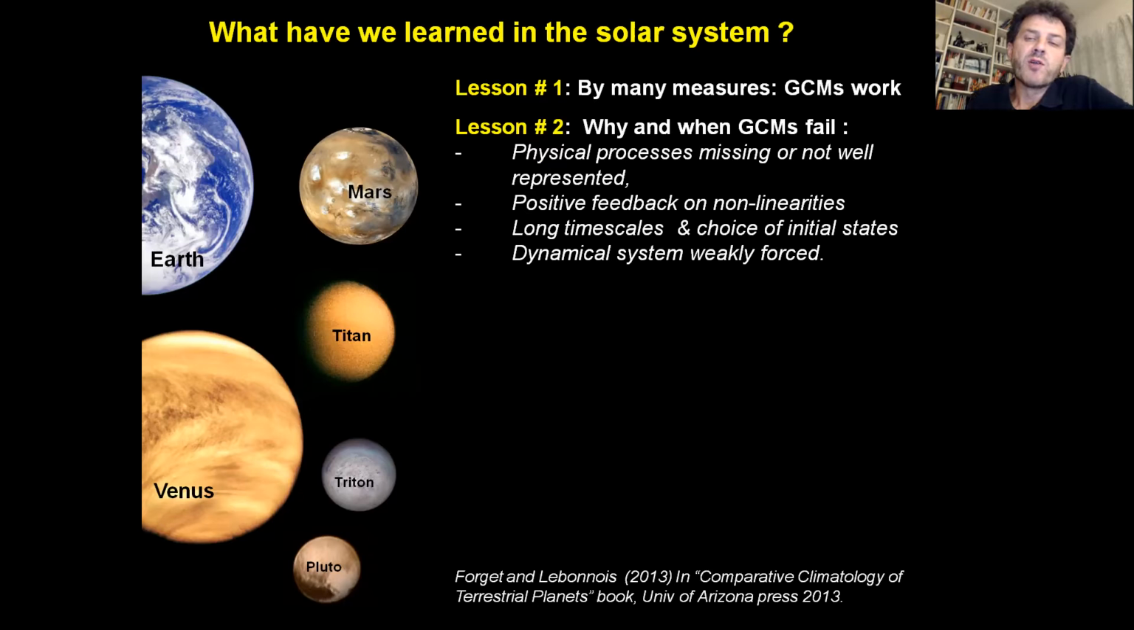Sometimes the global climate model fails if you miss a physical process, if you don't represent it well, especially if you have positive feedbacks or non-linearities. You have a problem also if you have very long time scales that are difficult to represent with a GCM. And of course, if you have a dynamical system that is weakly forced, then the equations must be super good, super well solved to really find the reality.